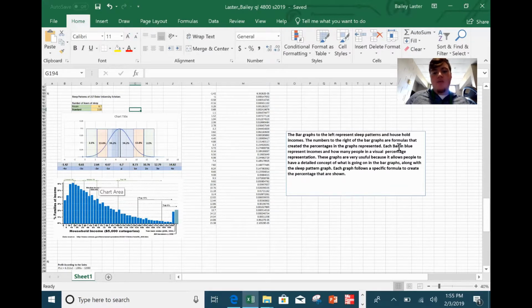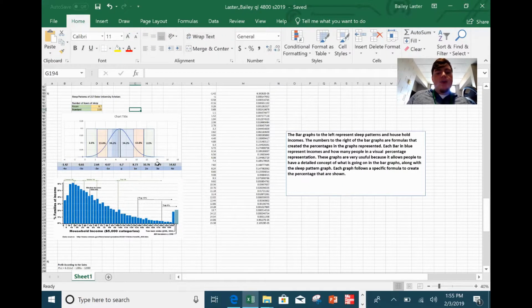Each bar in blue represents incomes and how many people in a visual percentage representation. These graphs are very useful because it allows people to have a detailed concept of what is going on in the bar graphs, along with the sleep pattern graph. Each graph follows a specific formula to create the percentage that are shown.